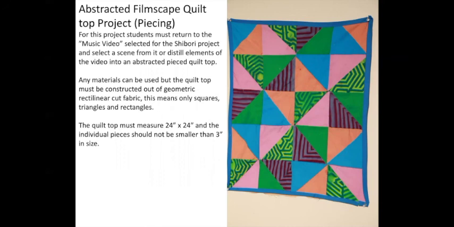The quilt top must measure 24 inches by 24 inches, and the individual pieces should not be smaller than 3 inches in size. You should not use fabric previously used in the class. Do not use your embroidery project or your Shibori project for the material for your pieced quilt. It should be all new materials.